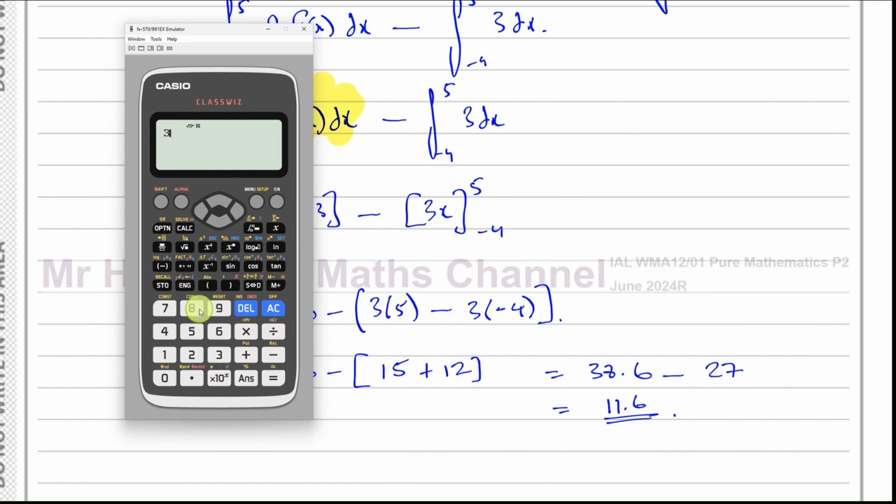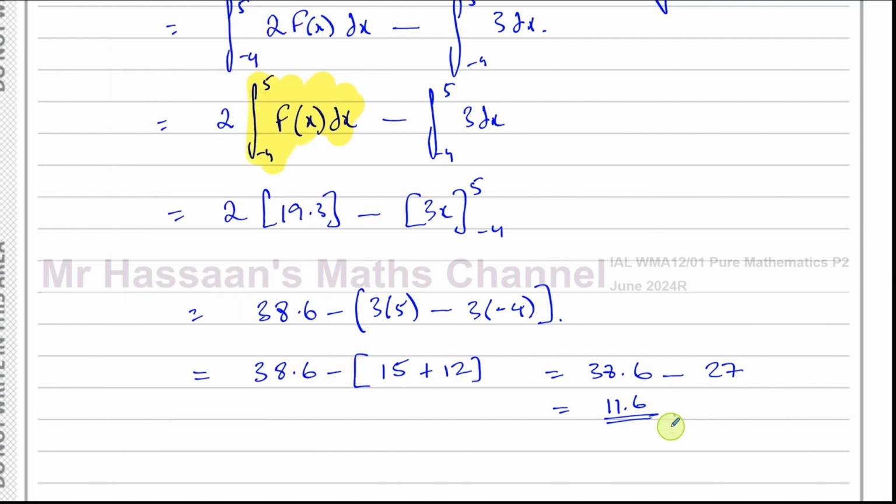So 38.6 minus 27, and that gives us 11.6. Okay, so we know that we're correct.